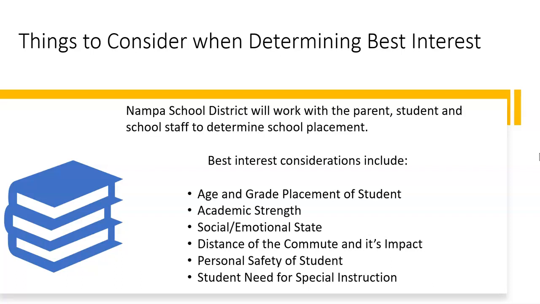We also look at the students' academic strengths. Natalie and I are both social workers, so we really try to work on a strengths-based perspective for students as well as the families. We also look at the student's social and emotional state in determining if this school is a good fit for them. The distance to commute to and from school can also be a factor, and the impact it can have on a family or student. We'll also sit down and determine what is the child's safety plan, if there is one, and what the student might need if there are any special accommodations or special instructions. As I mentioned, if a student might have an IEP or 504 plan.